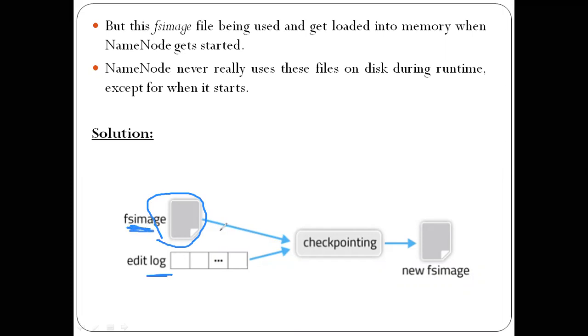After this edit log, using another process, we call it as checkpointing, the old fs image is added with all the editing done, which is stored in the edit log. We get another image, we call it as new fs image. This overall process is called as checkpointing. This will reduce the fetching of this fs image every time during the runtime.